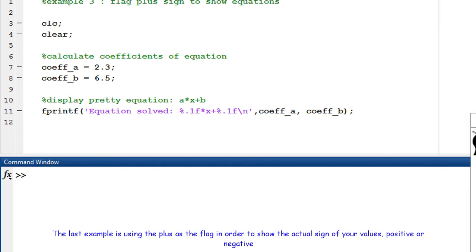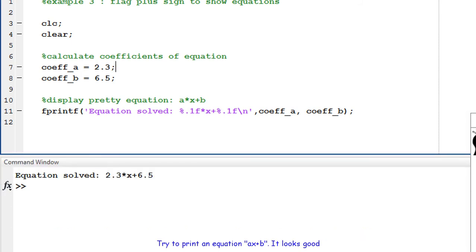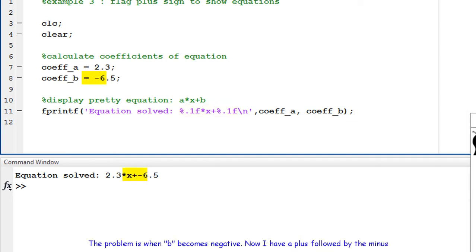Last example is using that plus as the flag to show the symbol, the actual sign of your value. Is it positive or negative? Trying to print an equation ax plus b looks good. I mean, I did the basic 0.1f x plus 0.1f. So the problem is when b becomes negative. Then at the bottom I have a plus followed by the minus. It's an easier fix than you think. Trying to make it look like a negative, that's great, but then the equation's wrong because it was positive.